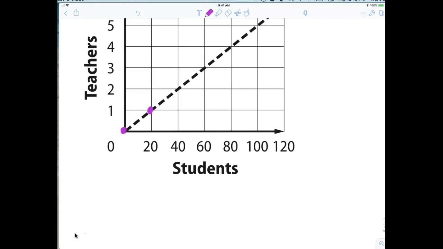I want you to write M equals rise. How much did you go up? 1. And your run is what? 20. So your slope is? 1 over 20. Anybody have a problem with that? No. Rise over run. Now, once again, if you chose different points, it doesn't matter. You're still going up 1 and over 20.